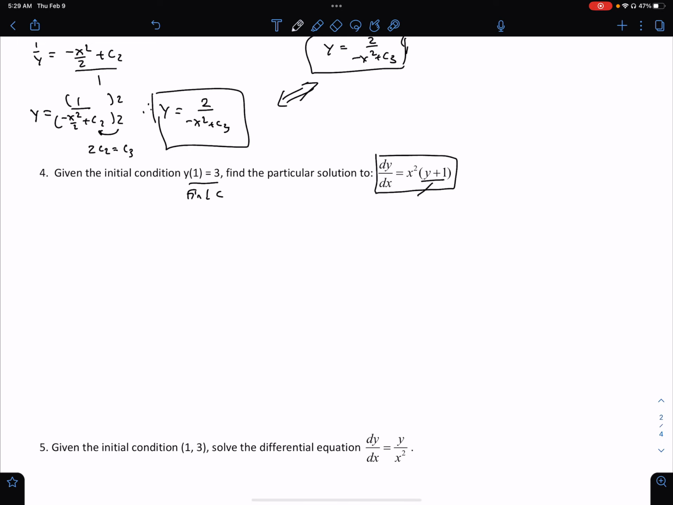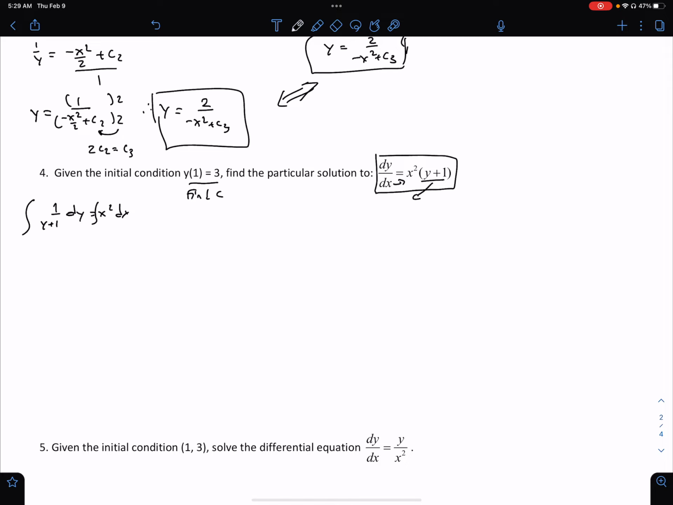So I'm going to bring the y plus 1 over to the left side by dividing, and I'm going to bring the dx over by multiplying. We're going to keep the x squared on the right side. So we would get 1 over y plus 1 dy, don't forget the dy, equals x squared dx. Now remember, if you don't have this step right here, you can get no points. We can't give you any credit for it. Make sure you show that step every time.